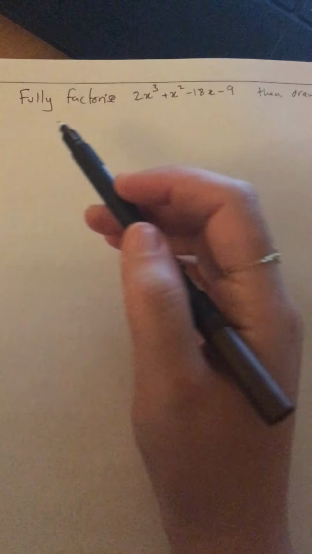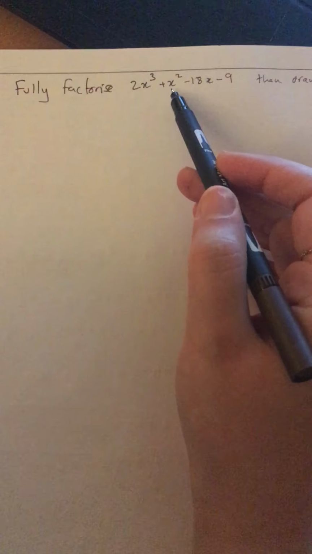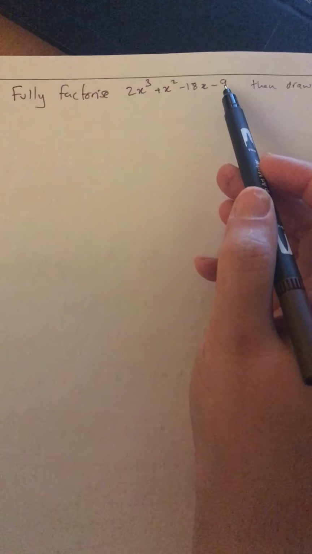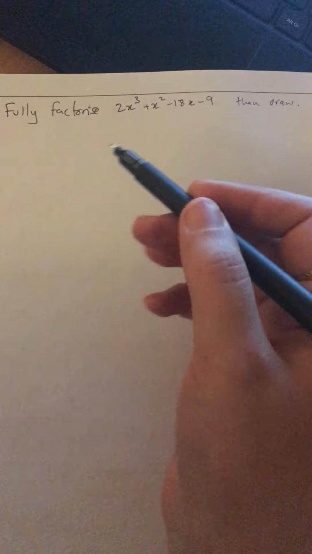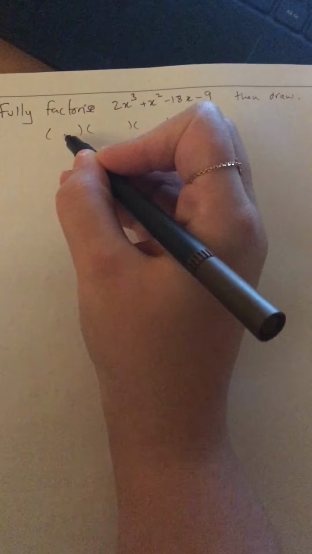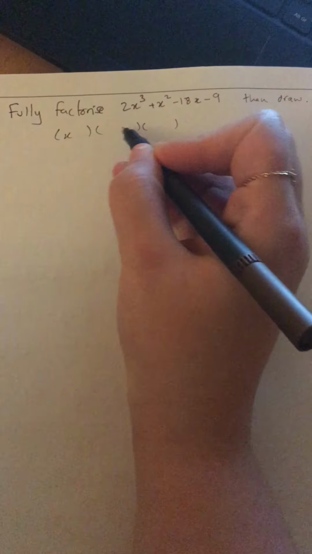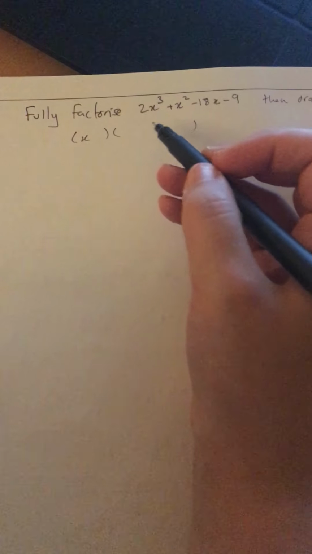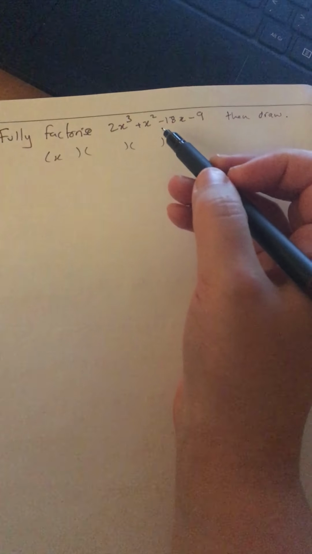For this question, I've been asked to fully factorise 2x cubed plus x squared minus 18x minus 9. Now, to fully factorise means I want to get it in the format where I have brackets, x plus something, and so on. So first of all, I need to find one factor.